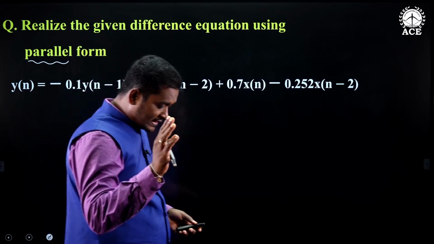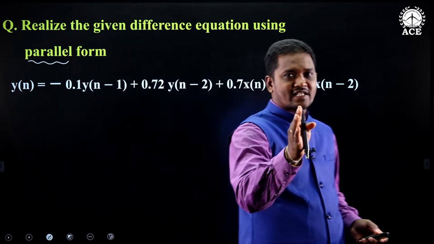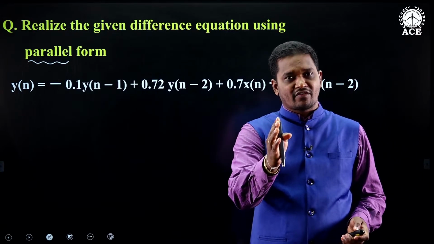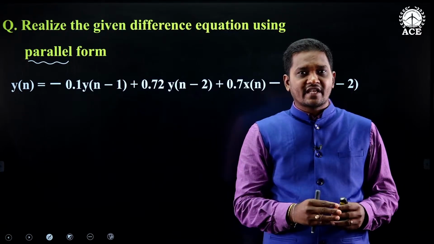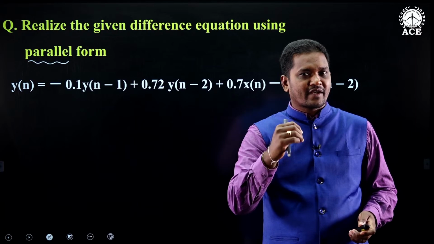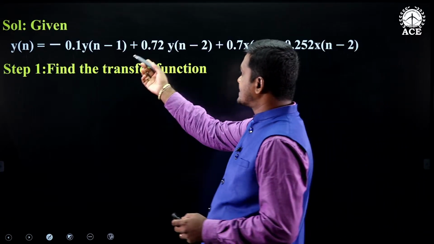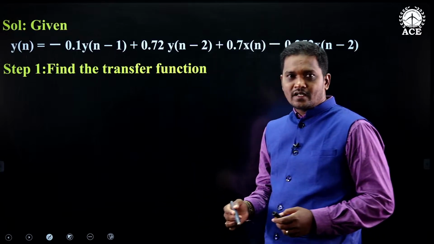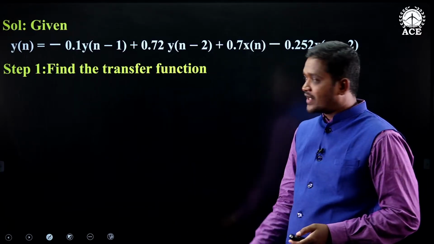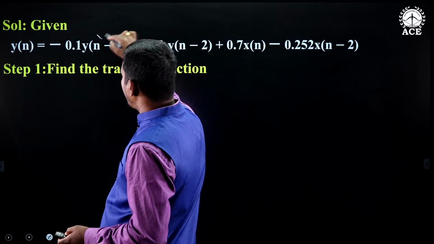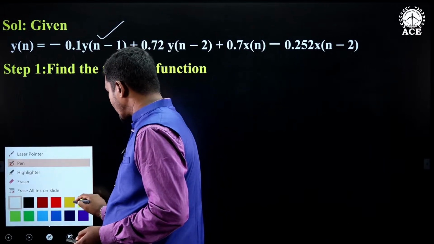In the parallel form also, you need the transfer function. But the difference equation is given. You convert the difference equation to transfer function. Let us see the procedure. This is the given system. Convert into transfer function. For that, what you need to do? Apply Z transform to this one.